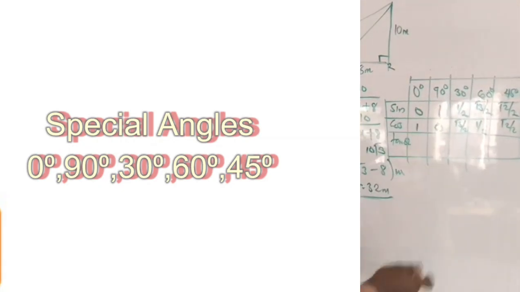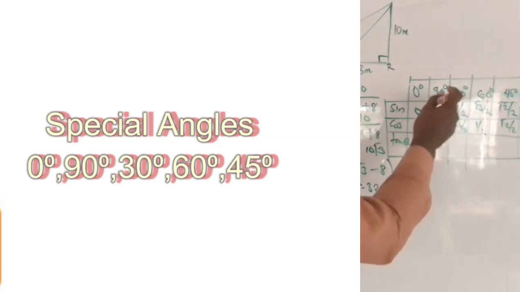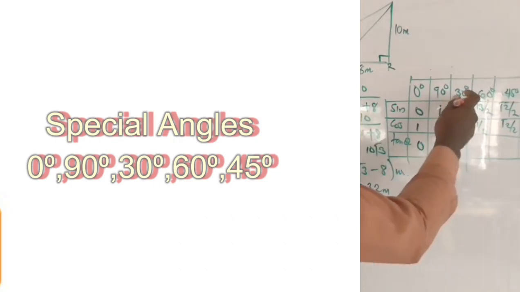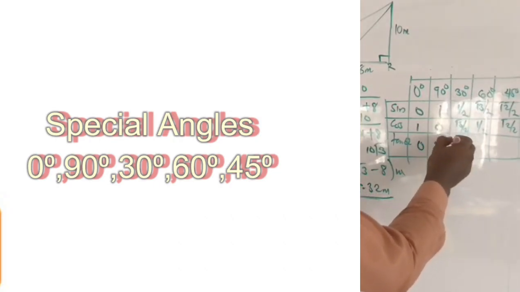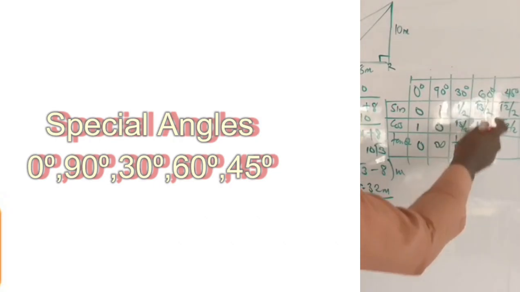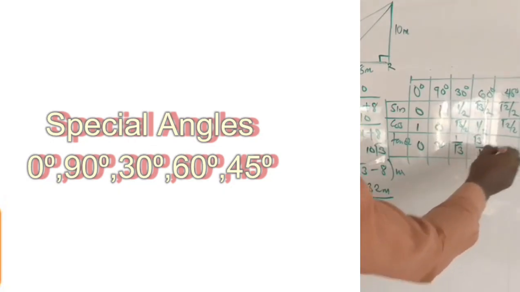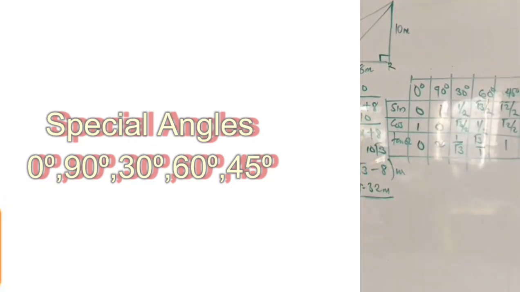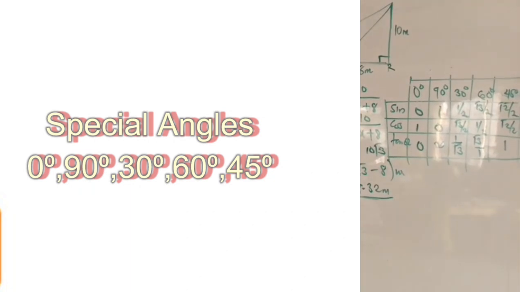Tan is sine over cos. 0 over 1, 0. 1 by 0, undefined. Half over this, you have 1 over root 3, which is root 3 over 3. This will give us what? Root 3 over 1. And this gives us what? 1. So these are the special angles. You must know them by heart. From 0, 90, 30, 60, 45, you should know the sine, cos, and tan for all.